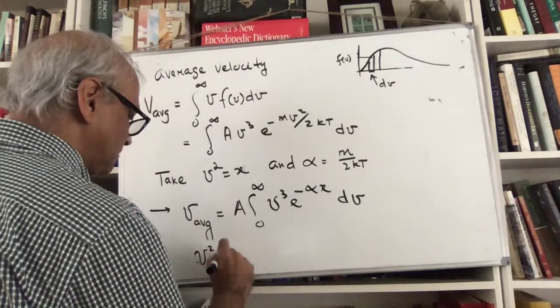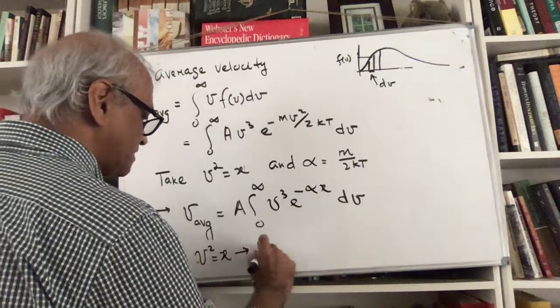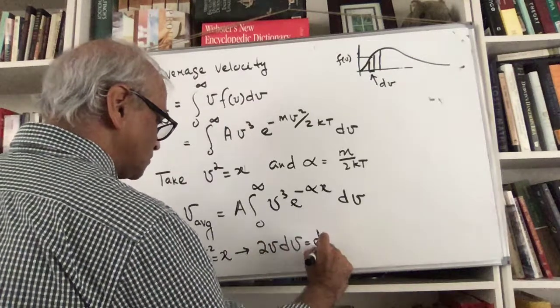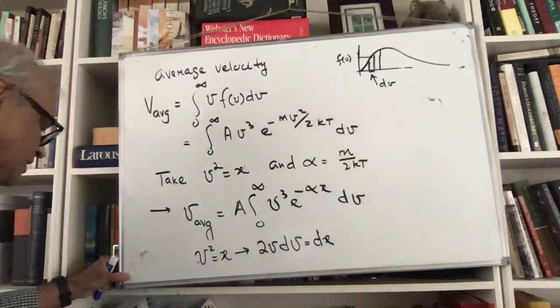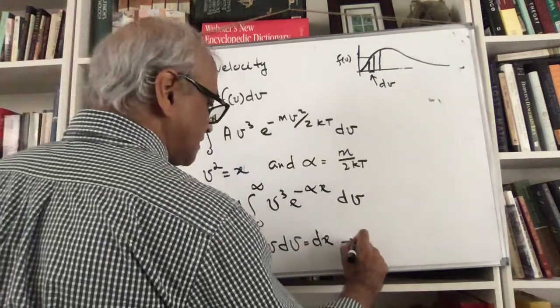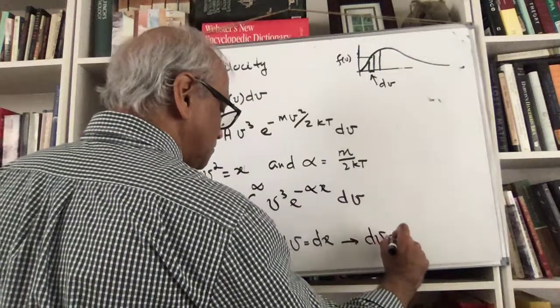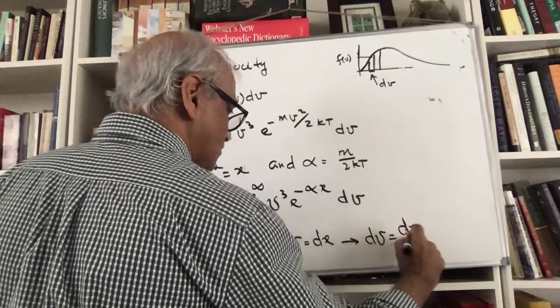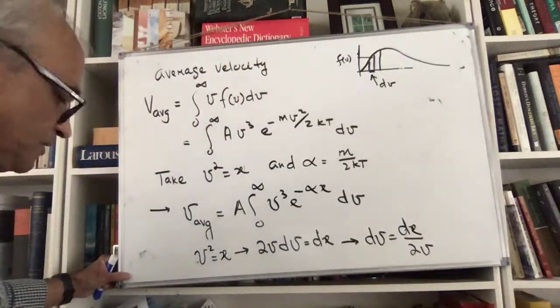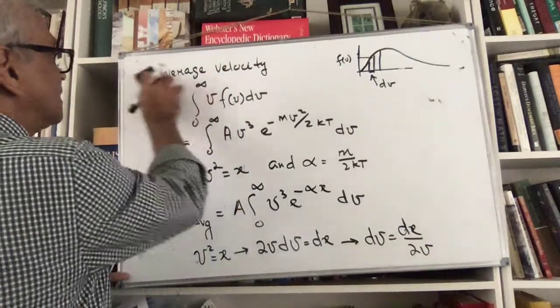That's what I want. So if v square equals x, I get 2v dv equals dx. I'm going to convert everything into dx in a second. So the dv gets converted into dx over 2v. Okay, dx over 2v.